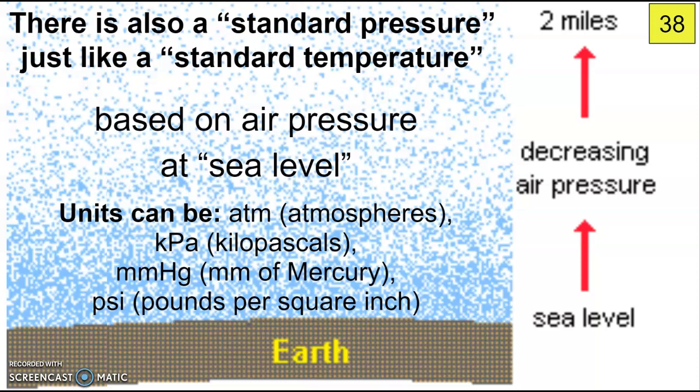A couple of units that we use are ATM, which is atmospheres, or kPa, which is kilopascals, mmHg is millimeters of mercury, and PSI is pounds per square inch. That might be the one you're the most familiar with, as that's how we measure the amount of air pressure in our car tires.